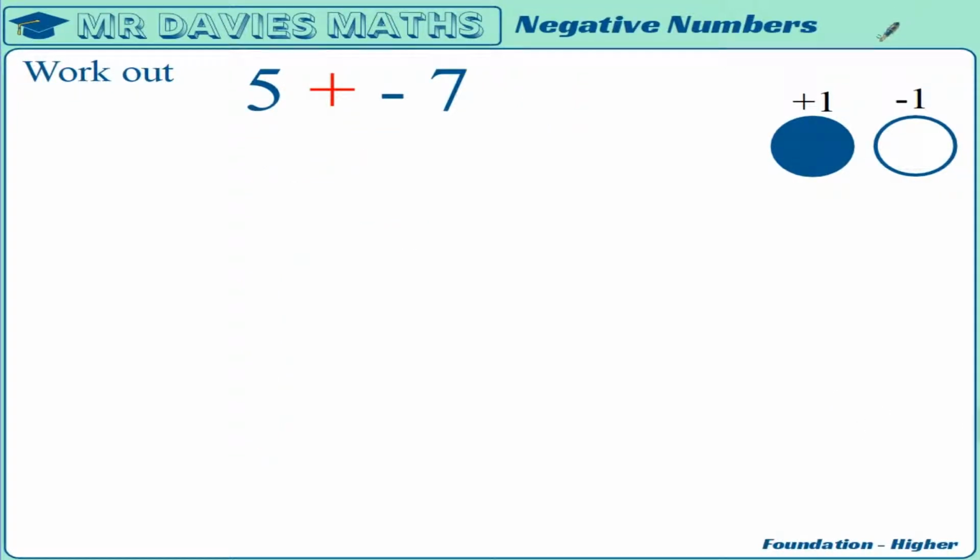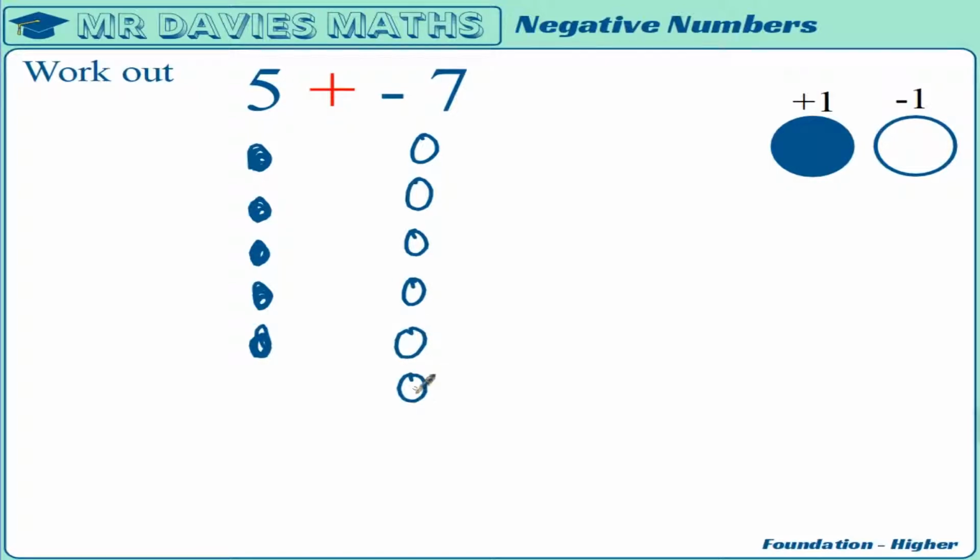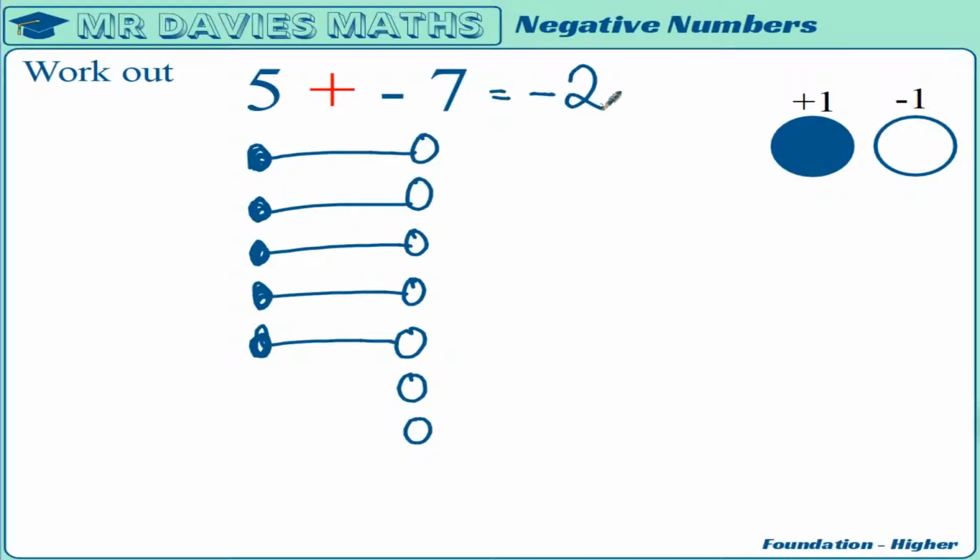So in this question, we've got 5 positive numbers, 1, 2, 3, 4, 5, and I'm going to group that together with 7 negative numbers, 1, 2, 3, 4, 5, 6, 7. Again, when I'm grouping them, they cancel each other, so cancel, cancel, cancel, cancel, cancel. Nothing else left to cancel, so I'm left with 2 negatives, so therefore -2 is my answer.